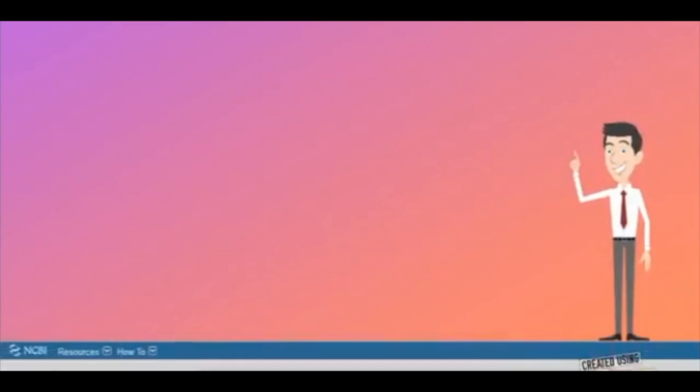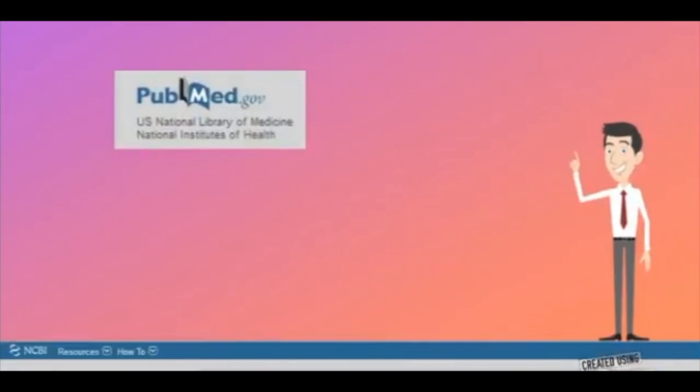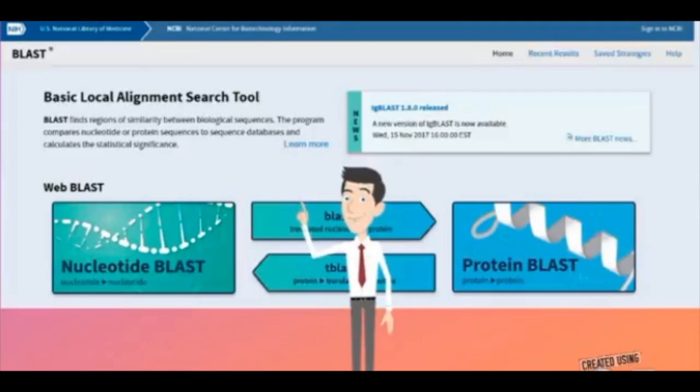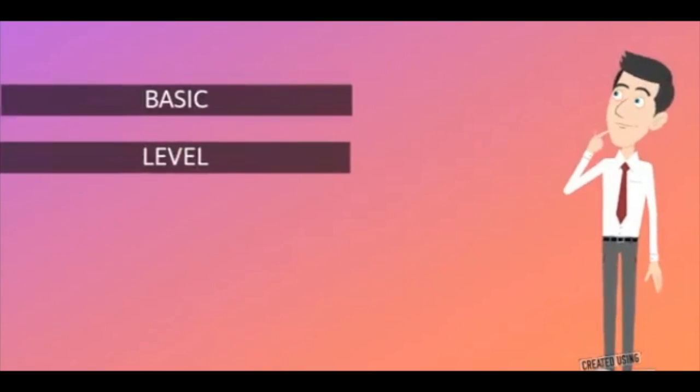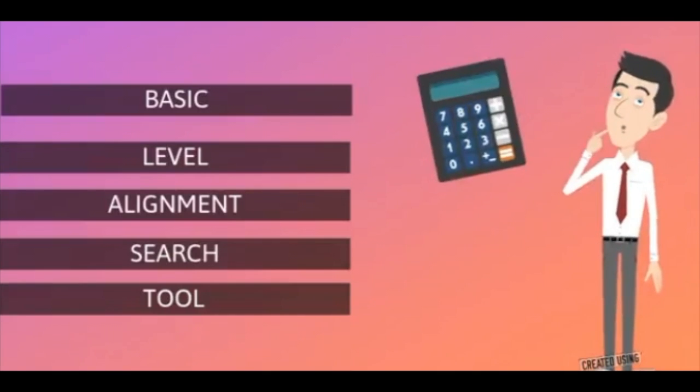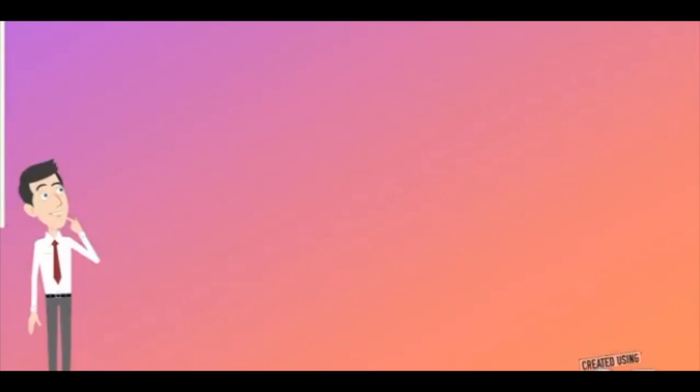Major databases include GenBank for DNA sequences and PubMed, a bibliographic database of the biomedical literature. The NCBI also has available a useful tool called BLAST, which is used for comparison between nucleotide sequences or proteins. BLAST stands for Basic Local Alignment Search Tool, and it finds regions of similarity between biological sequences. The program compares a sequence with multiple databases and calculates the statistical significance.